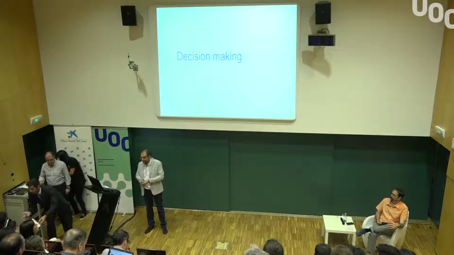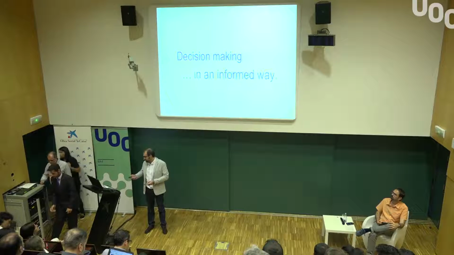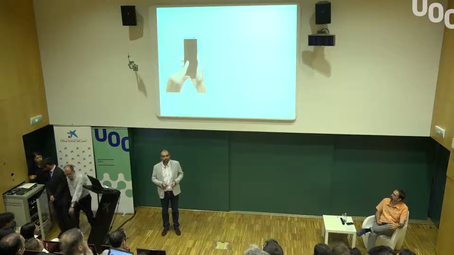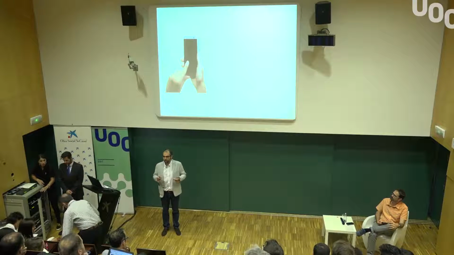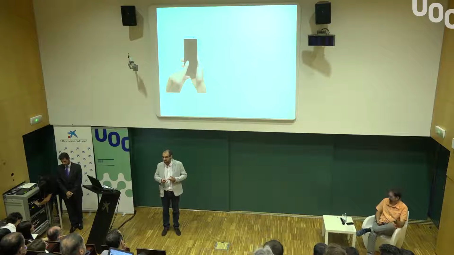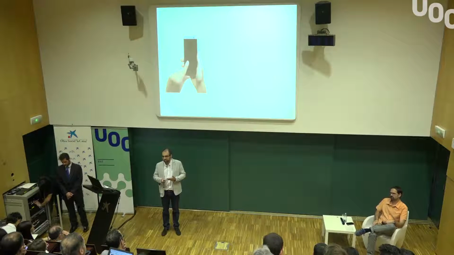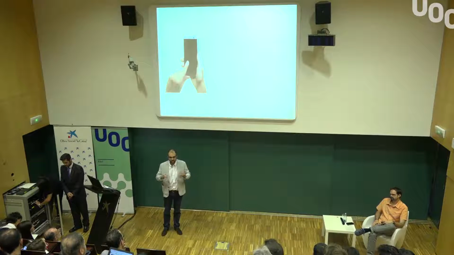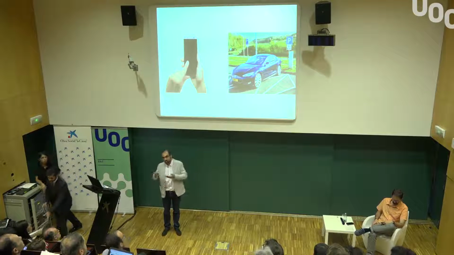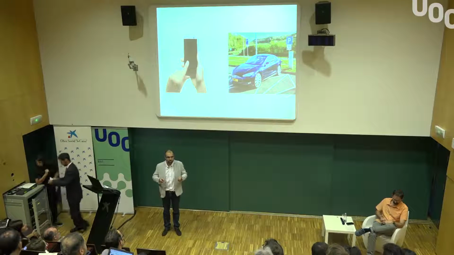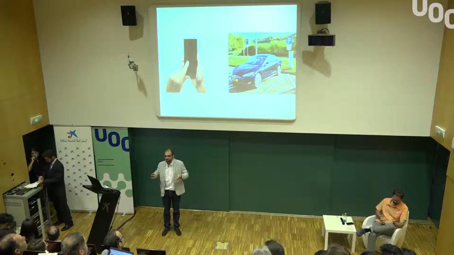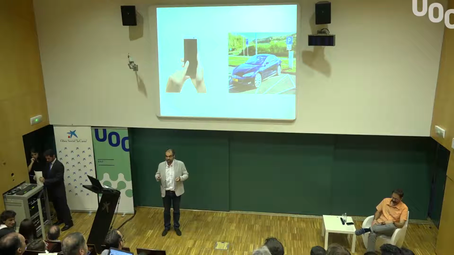But normally, when we make decisions, we make them in an informed way, right? For example, if you want to buy a smartphone, you can ask yourself many questions, such as battery life, storage capacity, operating system, screen size. There are many questions. If you want to buy, for example, a car, you ask other questions, such as autonomy, if it's diesel, hybrid, electric, the size, the color, the price. There are many, many questions you can ask yourself.